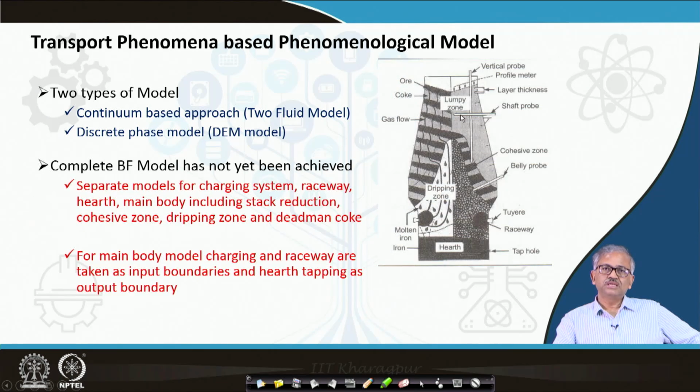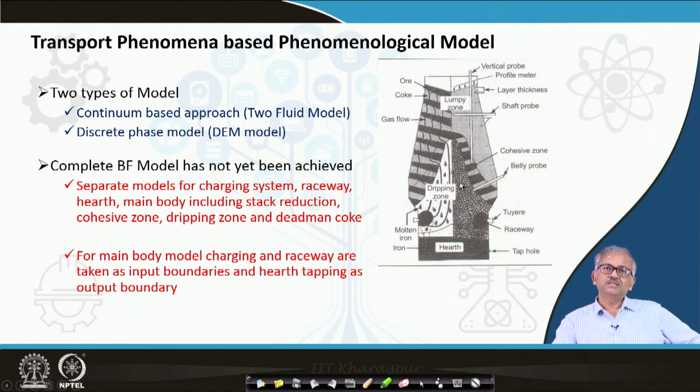If you see the blast furnace, as we have said earlier, it has a lot of different zones, and so far in the models that have been made, you have a charging system, so there is a place for modeling. You have a raceway, which you can model separately. You have a hearth and the dead man coke, whether a sitting dead man or a floating dead man. It acts as a porous medium, as the coke bed is there. So there is a chance of modeling in the hearth and tapping and all these things.